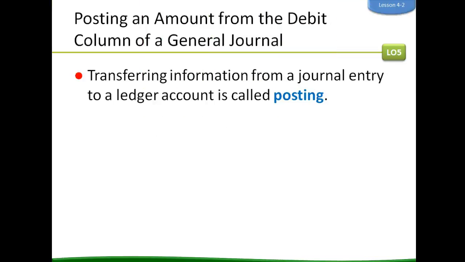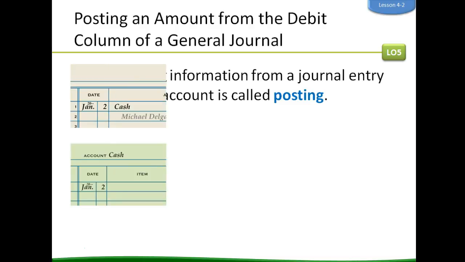Okay, so the first thing we want to cover is how to post an amount from the debit column of a general journal. It might be helpful to you to have your book open at this time and be looking at pages 98 and 99. Transferring information from a journal entry from our general journal to our ledger account is called posting.